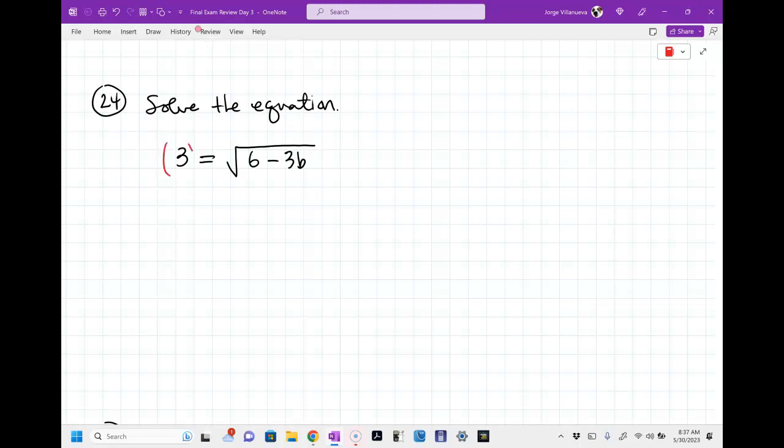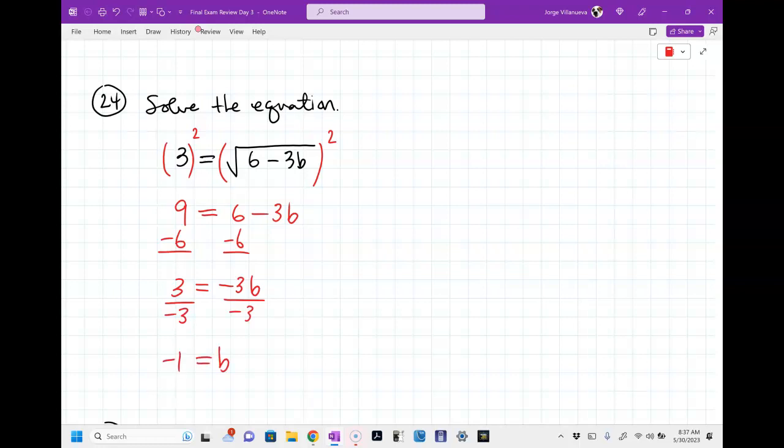Okay? So you're going to want to square this side. You're going to want to square this side. So 3 squared is 9. And the square root squared goes away, so it's 6 minus 3b. So at this point, I would just move the 6 to the left-hand side. So let's subtract 6 on both sides. So now we're basically doing algebra 1, right? Or math 1. So 3 equals negative 3b. Divide both sides by negative 3. So you get b is equal to negative 1. And that's it.